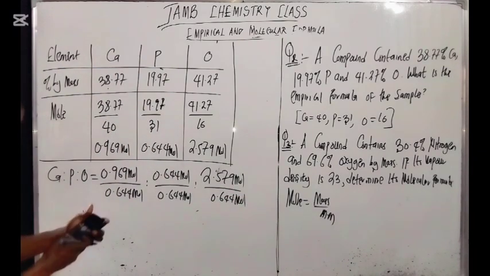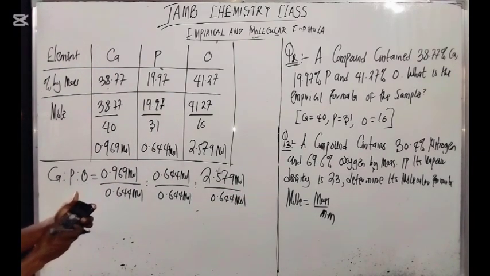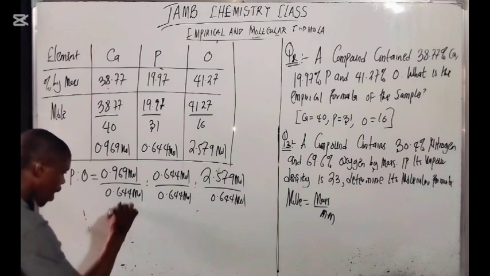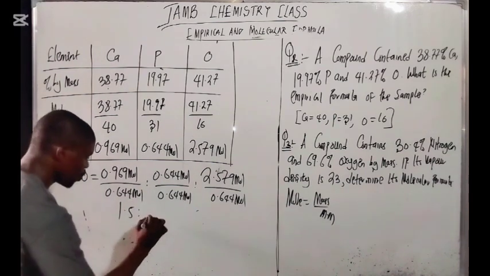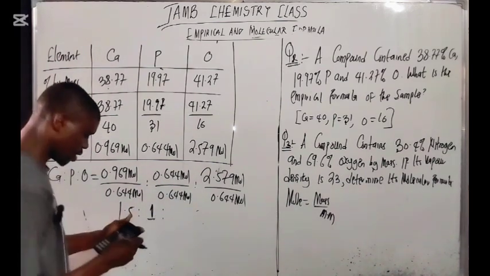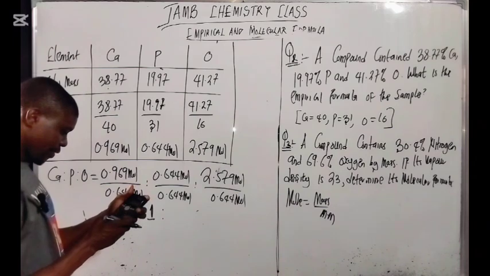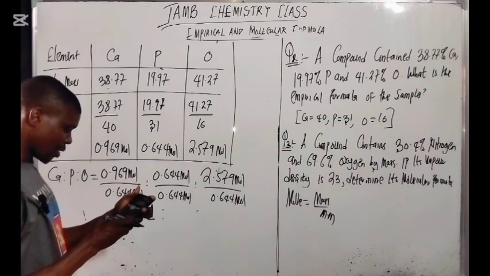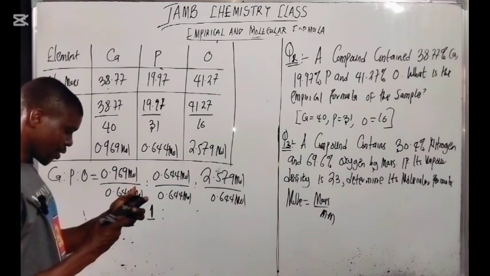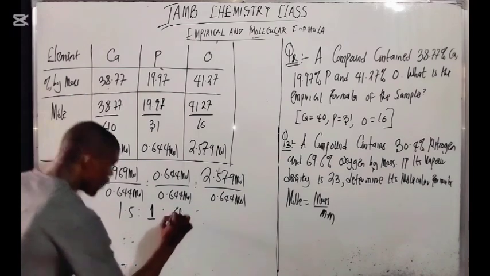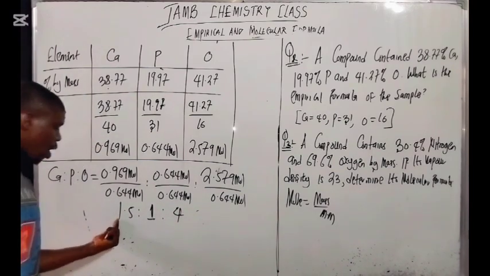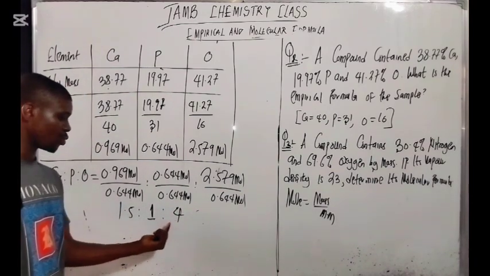So let's do the calculation here. 0.969 divided by 0.644. Here we have 1.5 ratio. 1 ratio. Here we have 2.579 divided by 0.644, which is 4. Now here we have 1.5 ratio, 1 ratio, 4.